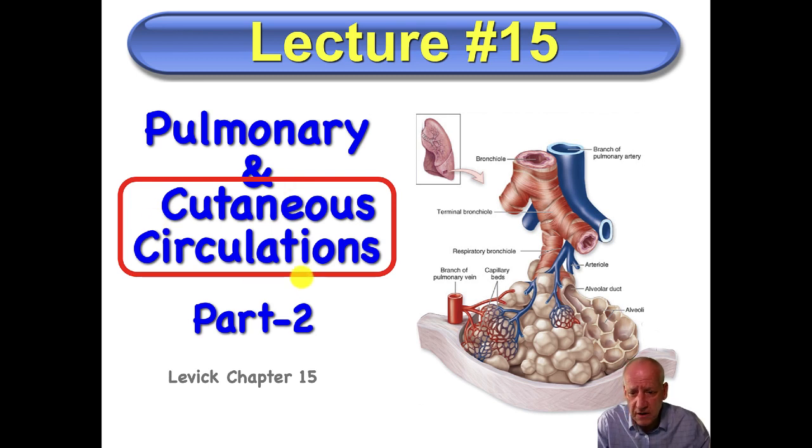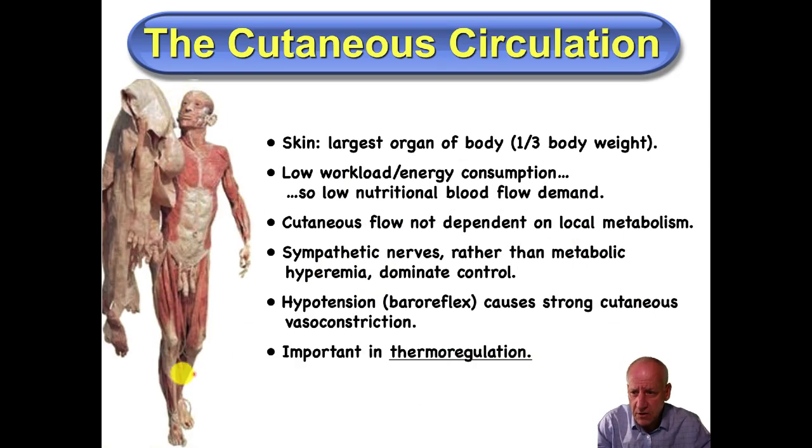In this short video, we're going to consider the special features of the cutaneous circulation and its critical role in thermoregulation. The skin is a very large organ which serves as an interface between the body and the external environment. Although it makes up 1/3 of the body weight, the skin normally receives only 4% of the cardiac output. But powerful sympathetic regulation of the cutaneous circulation can divert a much higher or much lower proportion of the cardiac output to or from the skin.